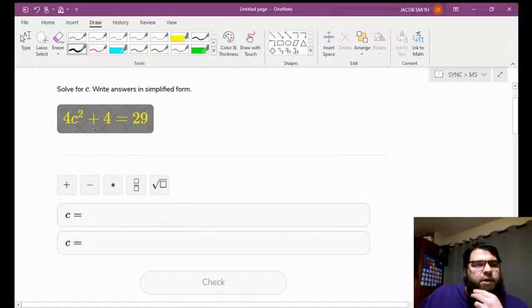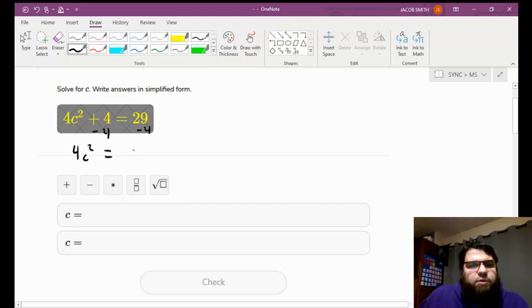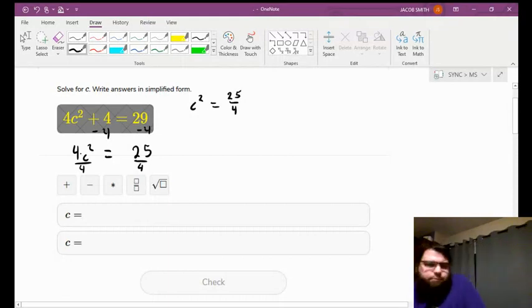Like always, the first thing we need to do is get rid of any other terms. So we're going to subtract 4 from both sides, and that gives us 4c squared equals 25. The only other thing with that c squared is this 4, and they are right next to each other, which means they're multiplying. So to get rid of that 4, we divide by 4, and that will give us c squared equals 25 fourths.